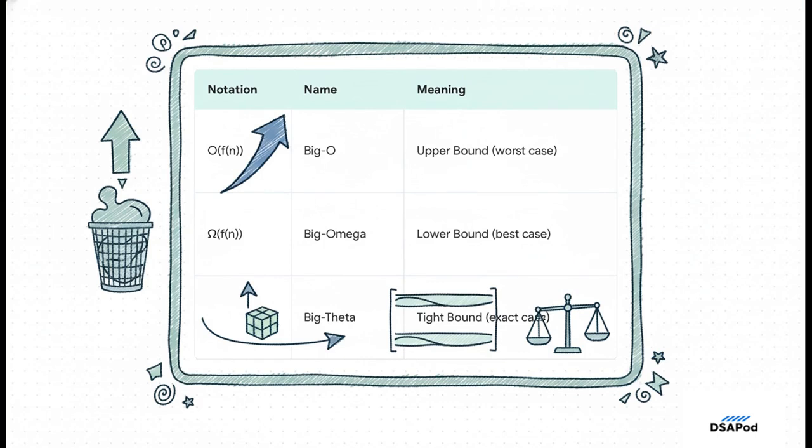You'll hear developers throw these terms around, but the one we really care about most of the time is Big O. Why? Because it describes the worst-case scenario. It answers the question, what's the absolute most memory this thing could possibly use? And for building reliable software, that's the question you want answered.